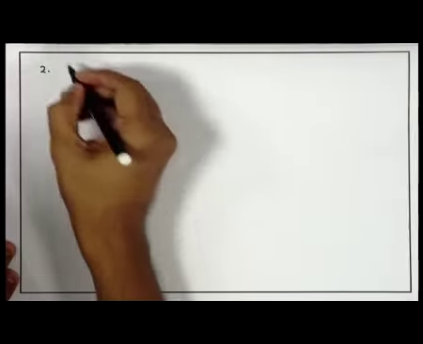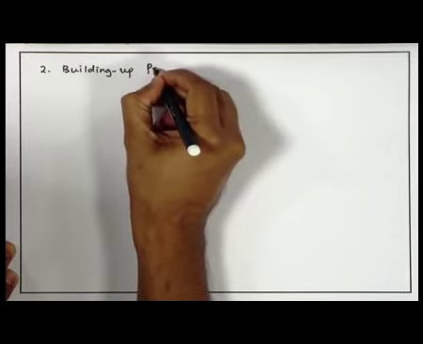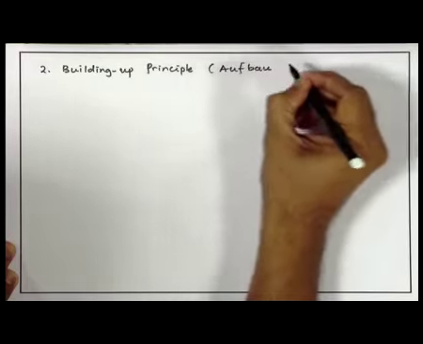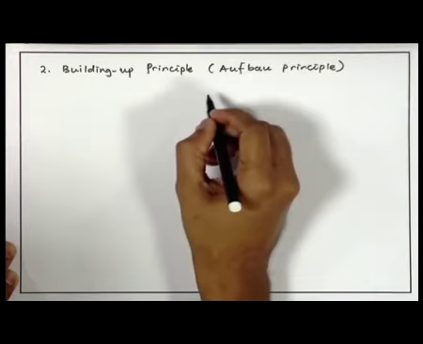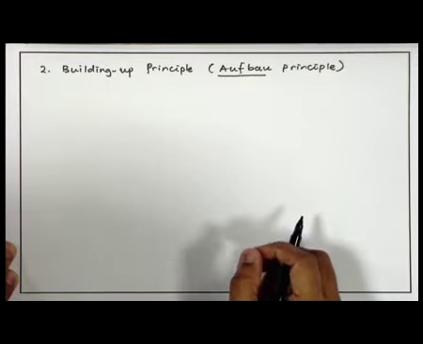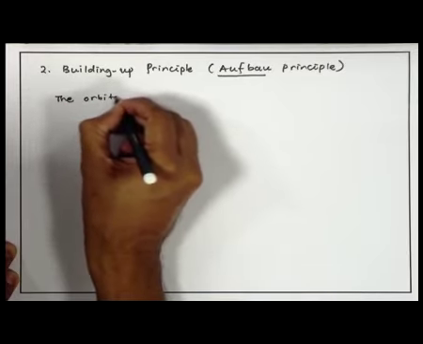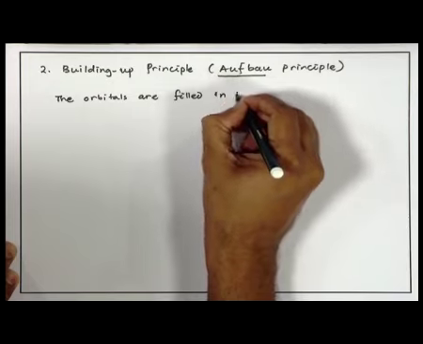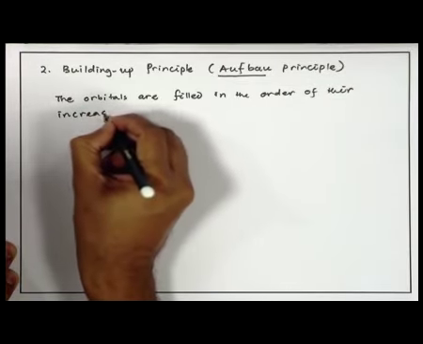The next principle that we are going to discuss is what is called the building up principle. This also goes by a German word, Aufbau, which means building up or construction. It essentially says that this is the rule that will be used to construct or build up the electronic arrangement. What does this Aufbau principle say? It says that the orbitals are filled in the order of their increasing energy.